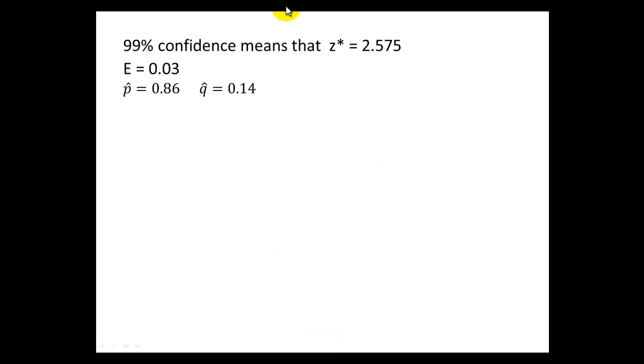So what we know so far is that we want 99% confidence for this, which means that our Z star, our critical value, is going to be 2.575. They mentioned that they wanted their margin of error to be 3 percentage points, thus E will equal 0.03. And finally, we're assuming that we can use a prior study that found out that 86% of homes had a vehicle, so we'll let P hat be equal to 0.86 and Q hat, the complement, 0.14.